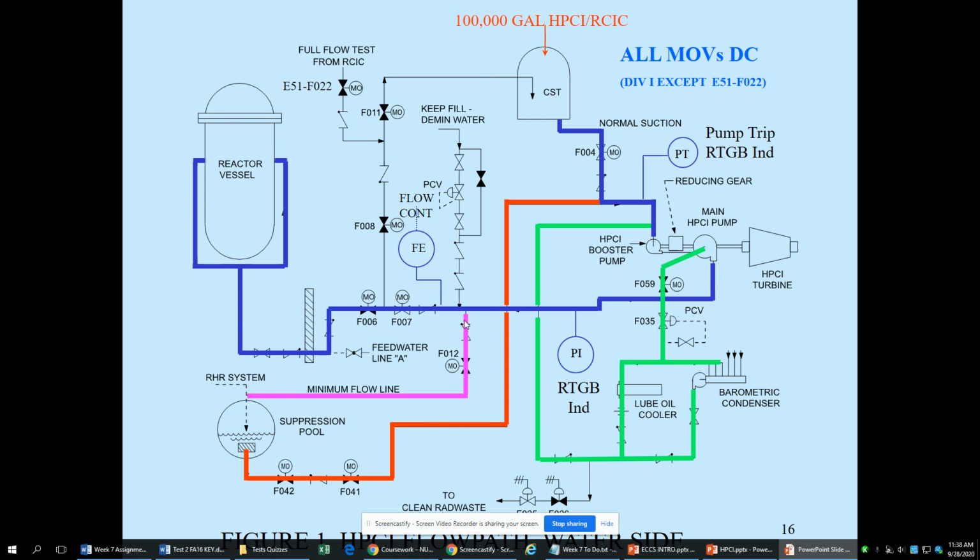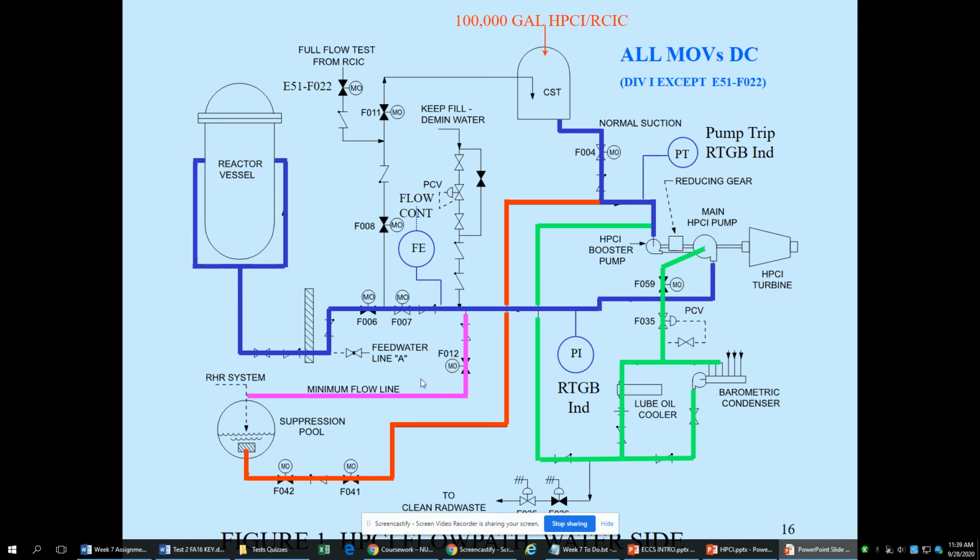And then there's my test line. So if I'm testing it, I'm going to take water from either the CST or the suppression pool through the pump and the booster. And then instead of going to the reactor, which would cause all kinds of issues, we're just going to take it and dump it back into the suppression pool.